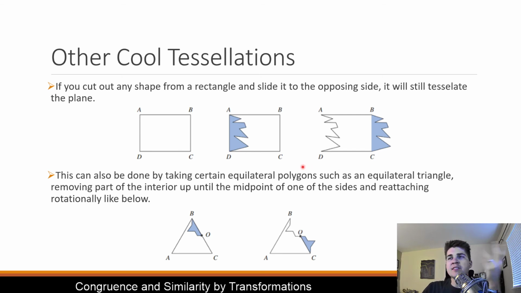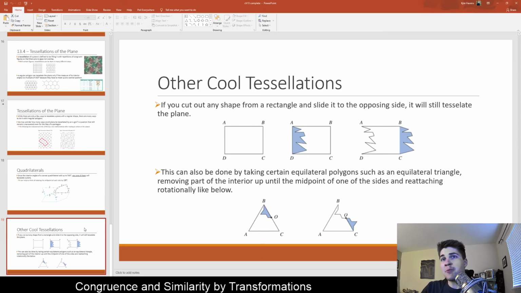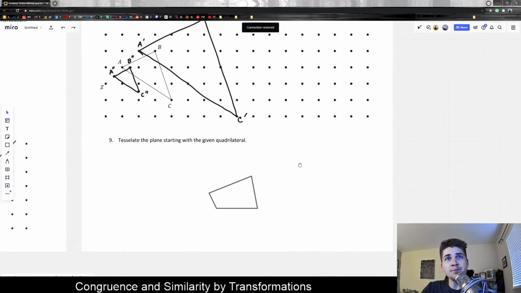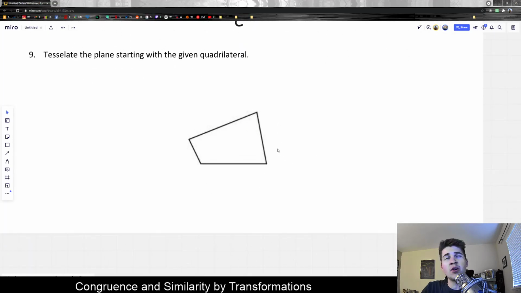So when it comes to something like snowflaking or quilting, these sorts of ideas are very, very helpful for creating really cool types of imaging. And you can see one application of geometry in this particular subject. But let's look at an example. Let's try to take this quadrilateral and tessellate the plane with it.